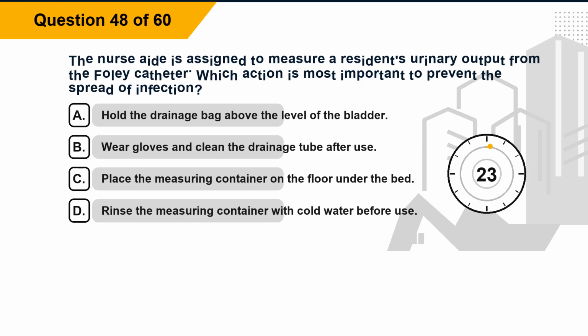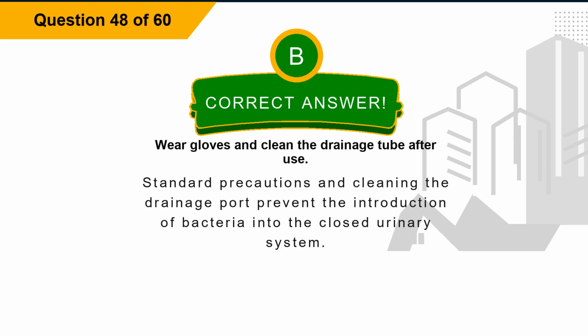Question 48. The nurse aide is assigned to measure a resident's urinary output from the Foley catheter. Which action is most important to prevent the spread of infection? Option A, hold the drainage bag above the level of the bladder. Option B, wear gloves and clean the drainage tube after use. Option C, place the measuring container on the floor under the bed. Option D, rinse the measuring container with cold water before use. The correct answer is option B, wear gloves and clean the drainage tube after use. Explanation: standard precautions in cleaning the drainage port prevent the introduction of bacteria into the closed urinary system.